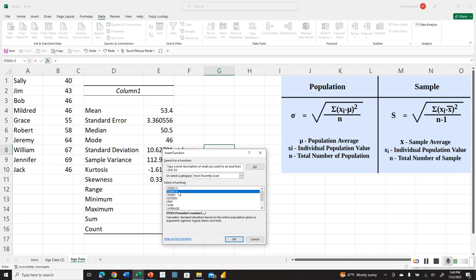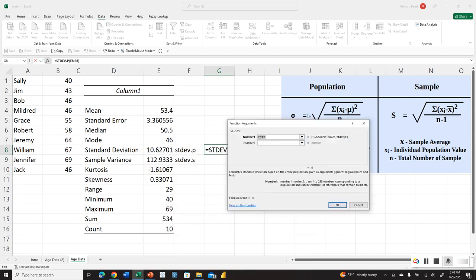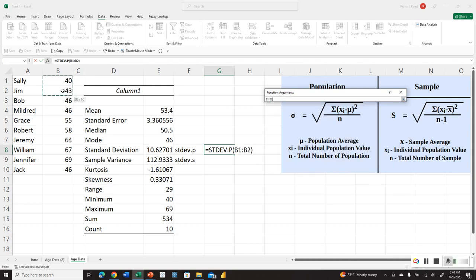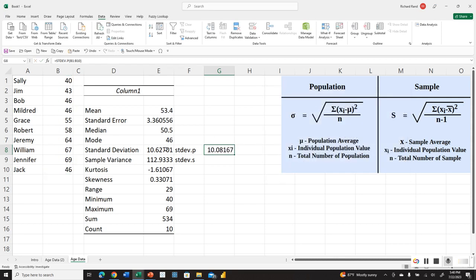I'm going to hit STDEV.P, and what it's going to ask me here is what is the range I want to use. Well, the range I want to use is going to be B1 through B10, and I'm going to ask it to compute that. Now, it tells me down here the answer is going to be 10.081663, and that's going to be a problem, right? Because that's not this one.